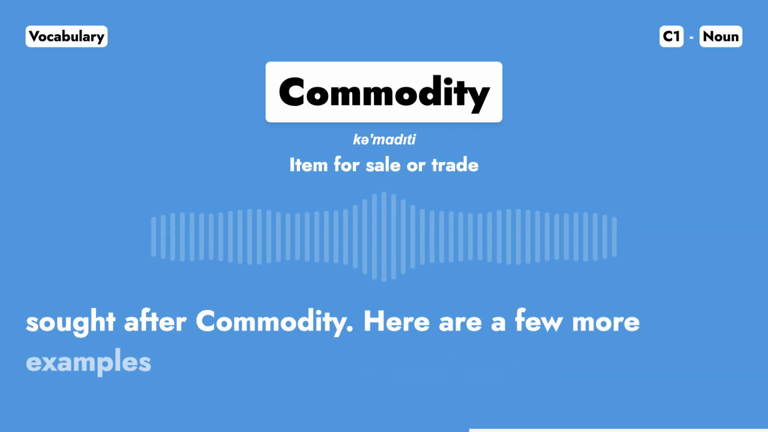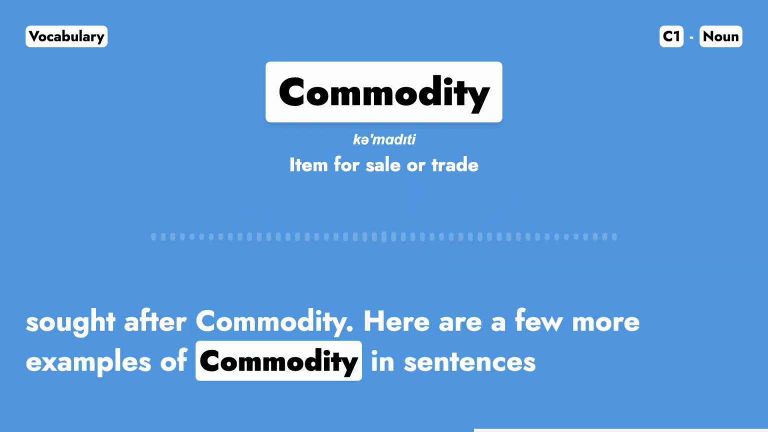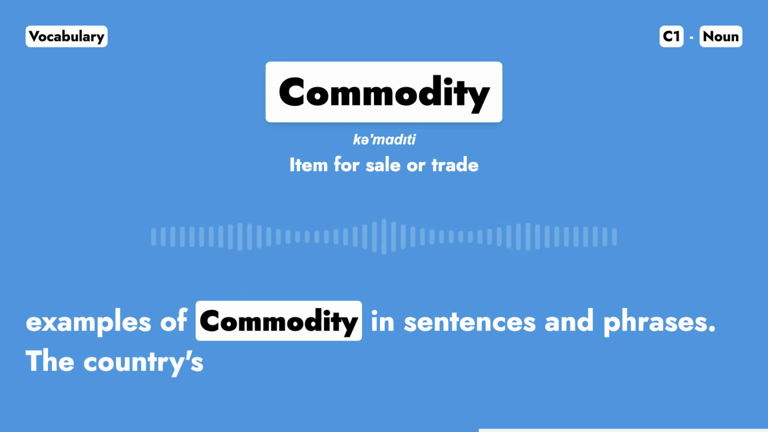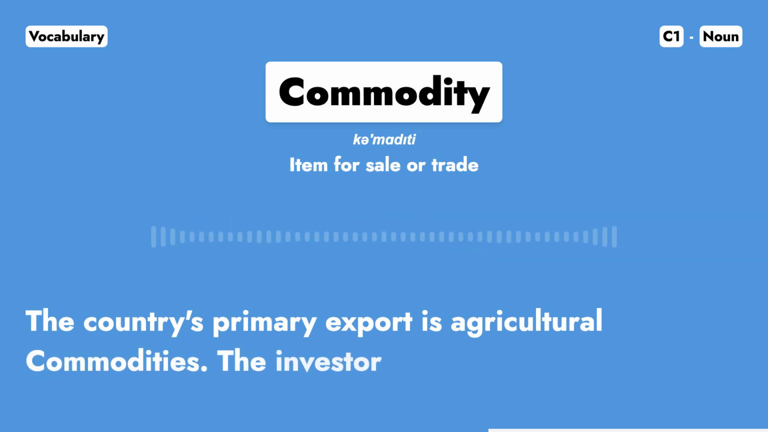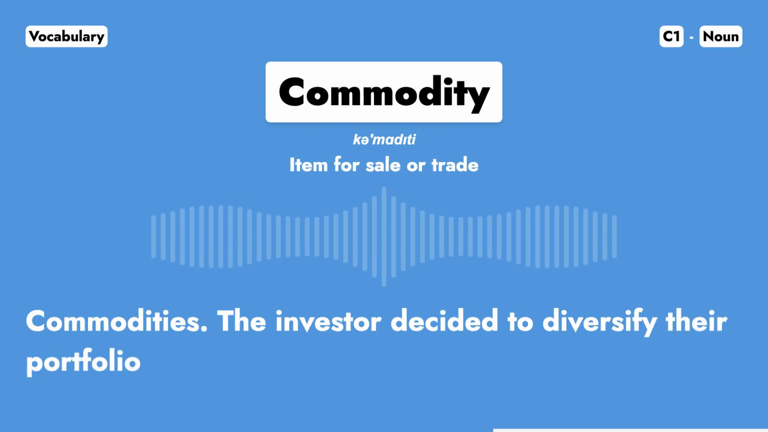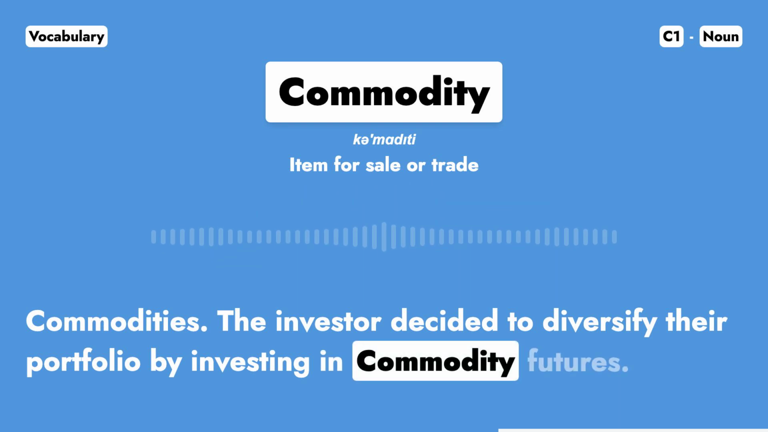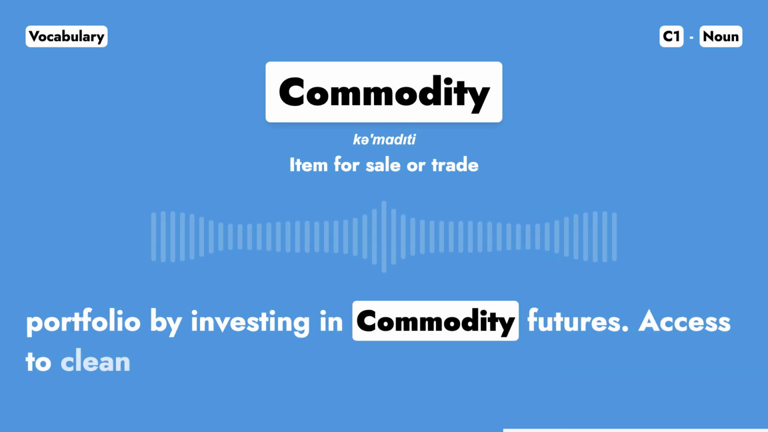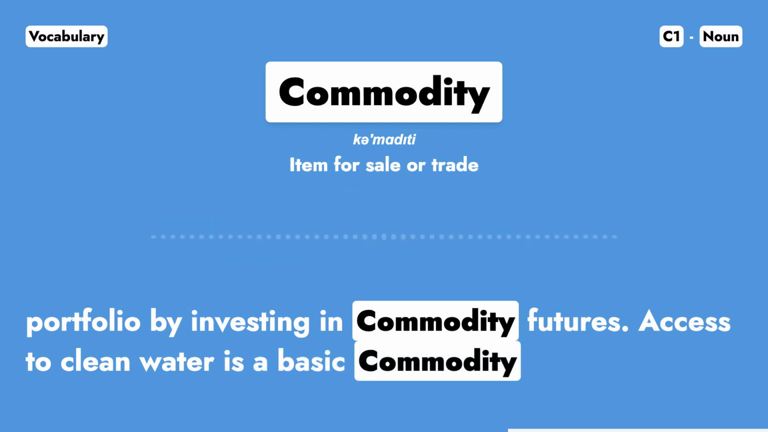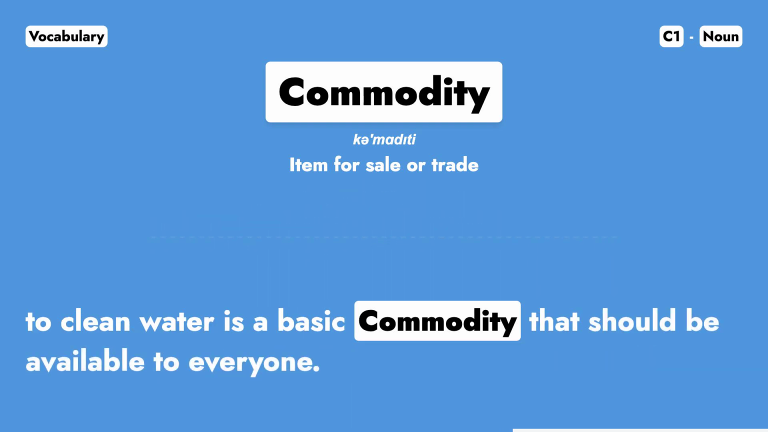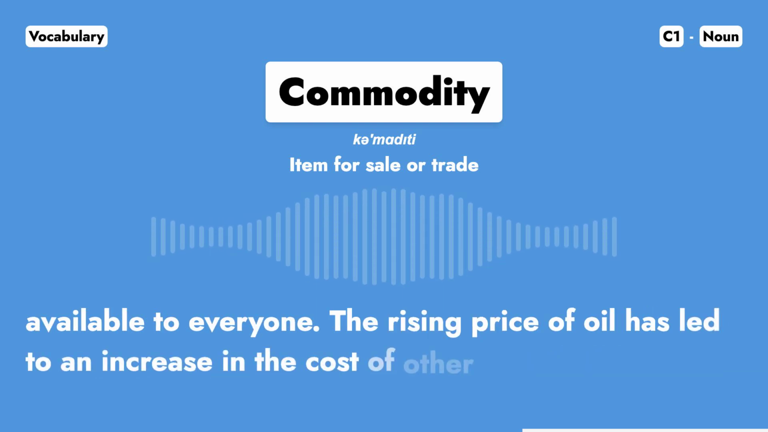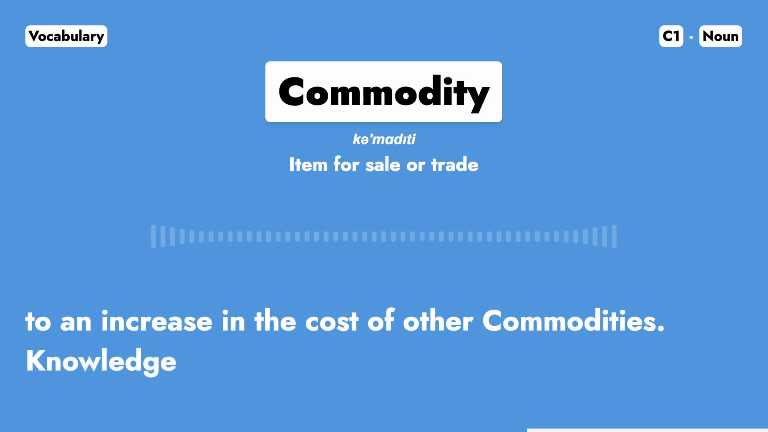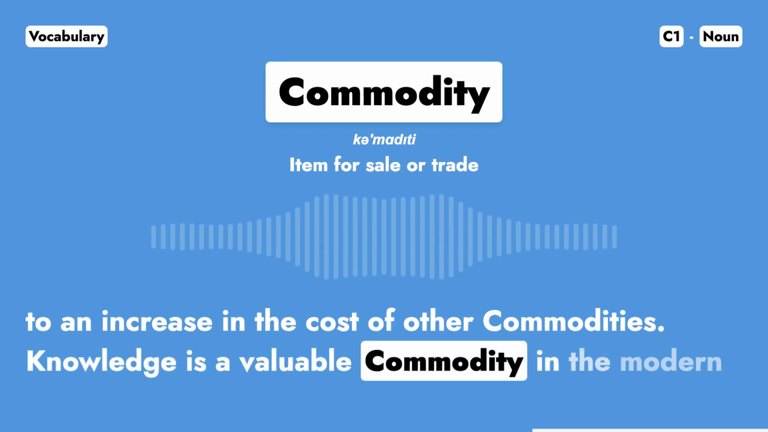Here are a few more examples of commodity in sentences and phrases. The country's primary export is agricultural commodities. The investor decided to diversify their portfolio by investing in commodity futures. Access to clean water is a basic commodity that should be available to everyone. The rising price of oil has led to an increase in the cost of other commodities. Knowledge is a valuable commodity in the modern world.